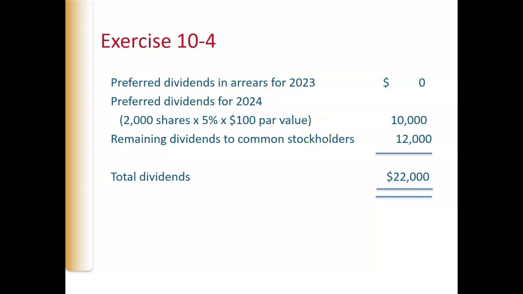If it's non-cumulative, 2023 is done. It's a non-issue. It's a non-event. 2024, they'll get $10,000. And the rest goes to the common shareholders. Does that make sense? Yes? No?